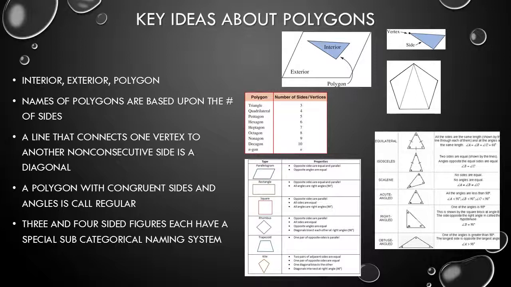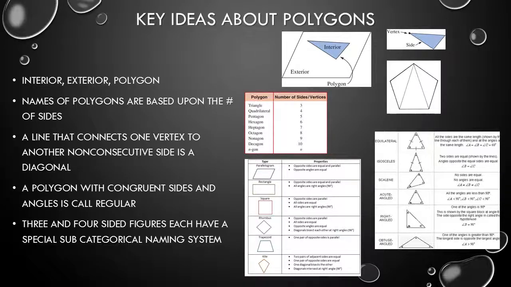A line that connects one vertex to another non-consecutive vertex is called a diagonal. I have a picture of a pentagon here that has a vertex going to an opposite vertex, and here's another one that's going to a different vertex. And so to understand the concept of a side, that would be like this right here. This is a side, and this is a side, and those are consecutive sides. But these are non-consecutive sides, and so therefore those vertices can actually have a diagonal connecting to them. There are actually 5 diagonals in a 5-sided polygon, which is a pentagon.